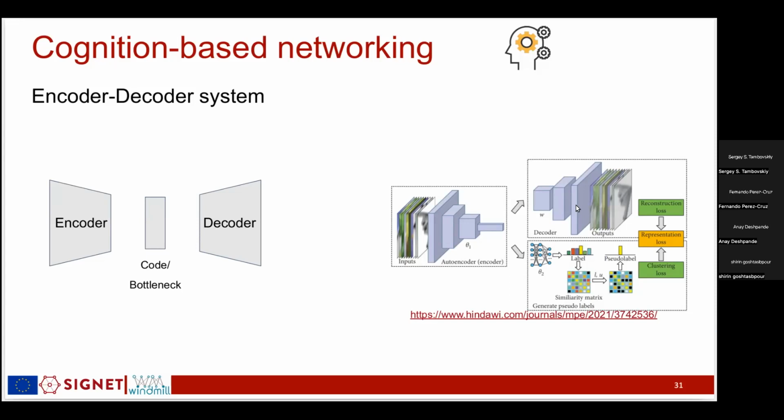What we want is something like this, having some decoder and encoder architecture or system. This is one we tried. Actually, this is not our work, it is from somewhere else. We wanted to use an autoencoder to reach this cognition.